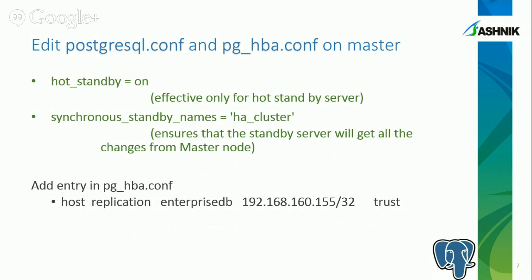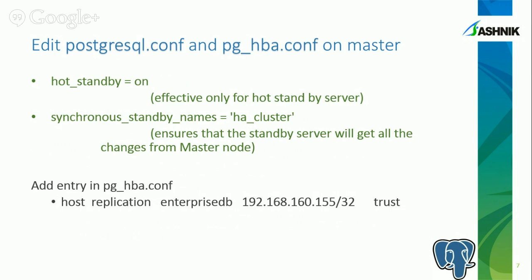Then synchronous standby names. This is basically a comma separated value, and I can specify multiple slaves here. These are the names that you see there. HA cluster is actually a designation for one of my slaves, and if I have multiple slaves, I can add a comma separated value here, HA cluster 1, comma HA cluster 2, comma HA cluster 3, and so on. This ensures that HA cluster 1 will synchronously receive all the changes happening on the master. So if I change anything, it will propagate to HA cluster.